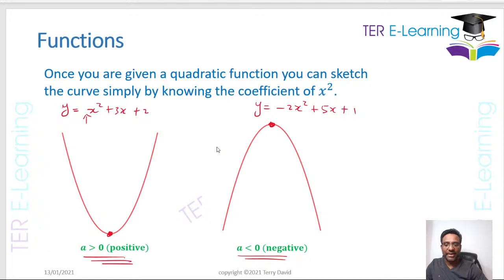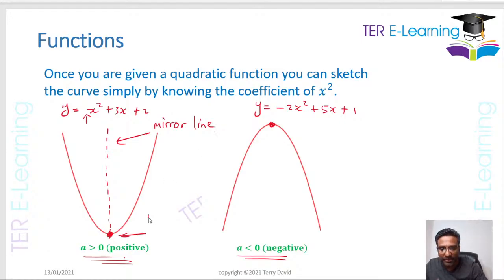Now, when it comes to a quadratic, there are certain things that you need to know. A quadratic actually has a mirror line. There's a line that I can draw through my maximum point or minimum point such that if I fold the graph paper, the left and right sides line up exactly. That's called my mirror line. This here is called my minimum point. Again, if we look at the maximum graph, it's going to have a mirror line too.